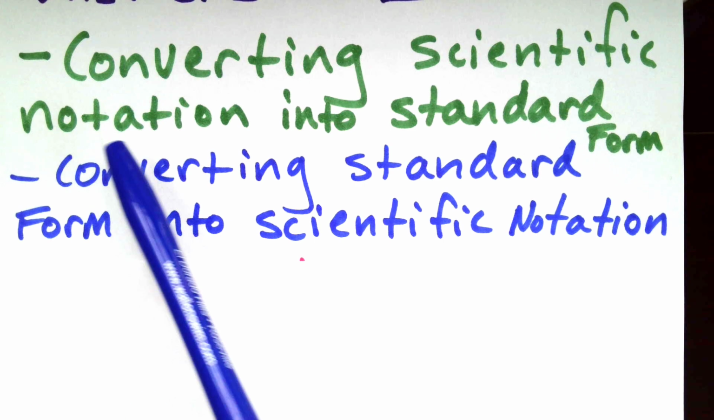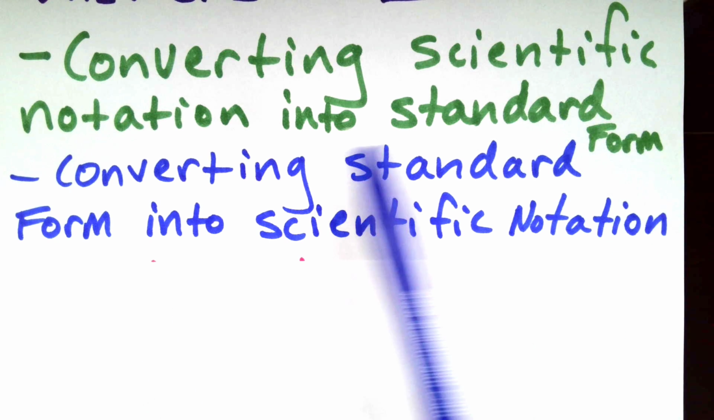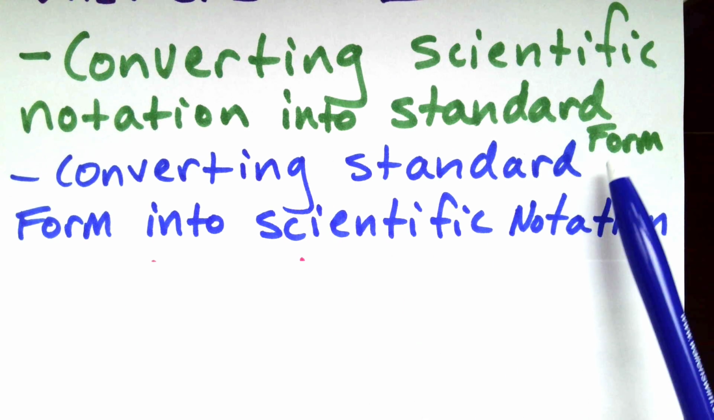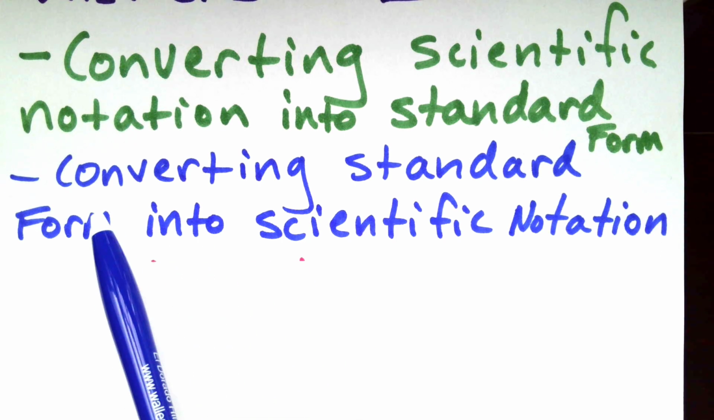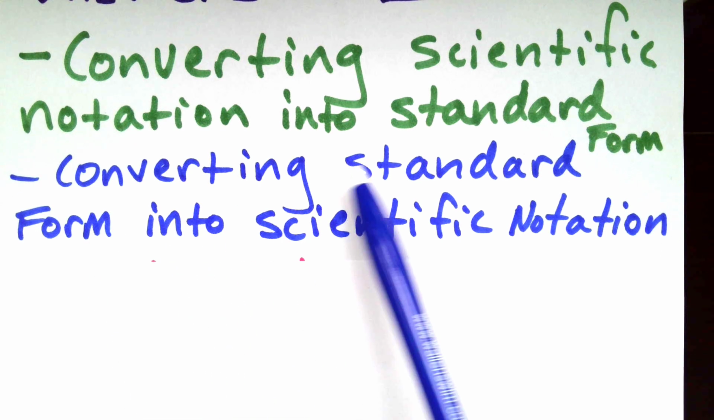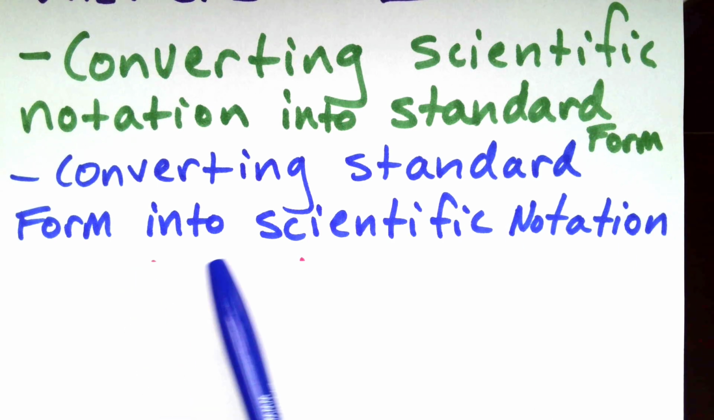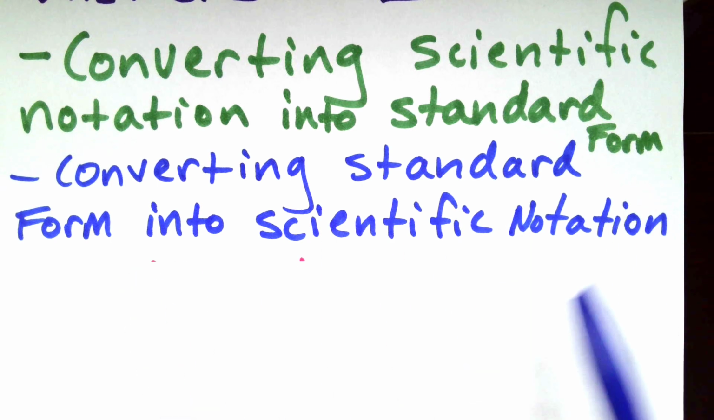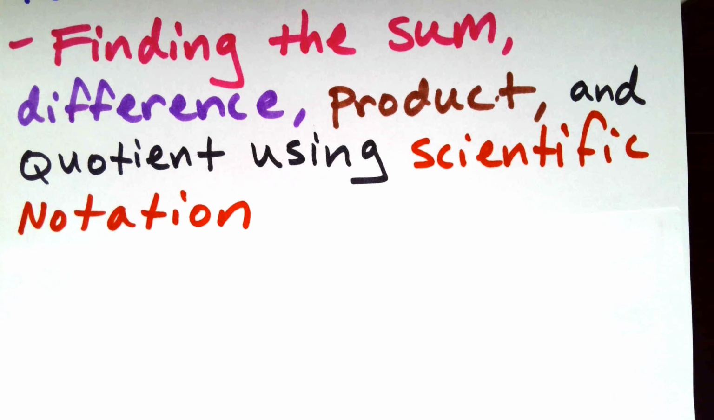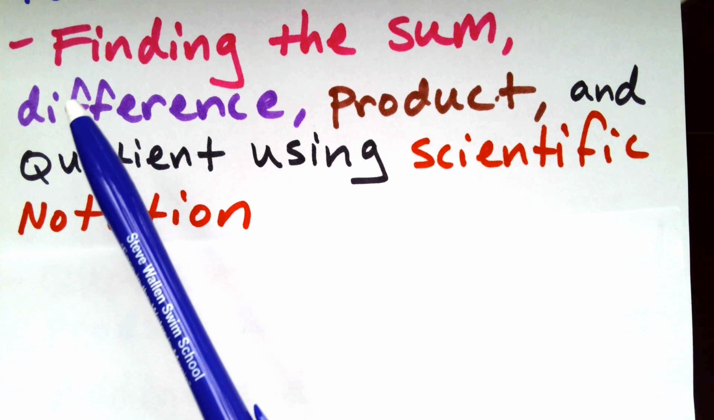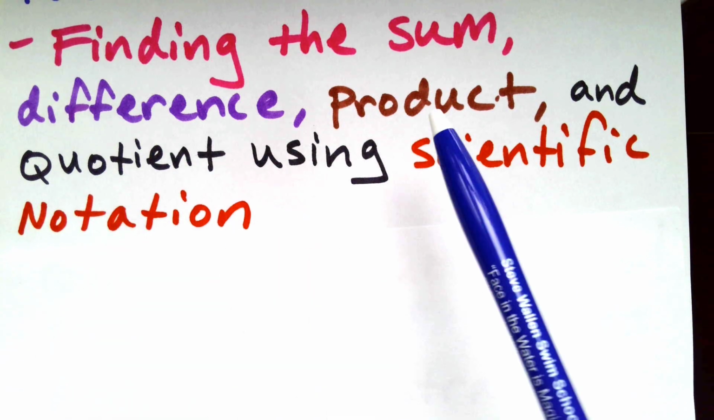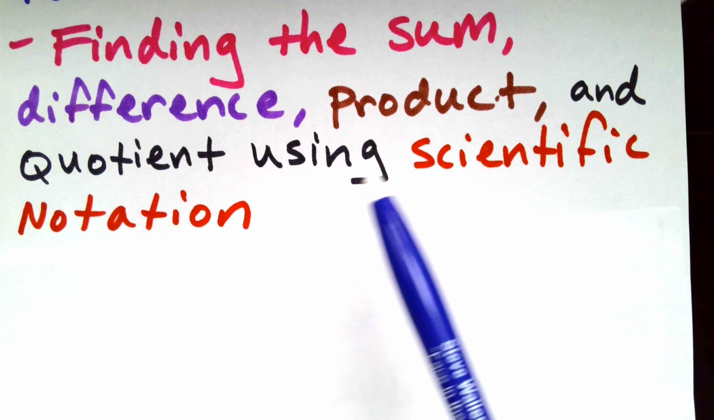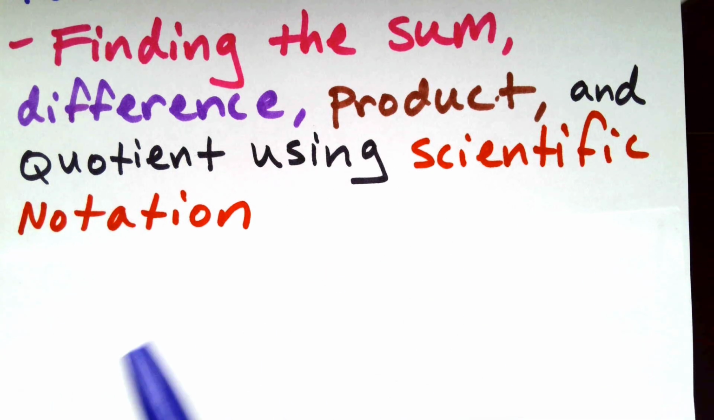Okay, so enter into the blank space, converting scientific notation into standard form. And then another search for worksheets with answers on converting standard form into scientific notation. All right, put into that internet search, finding worksheets with answers and finding the sum, finding the difference, finding the product, and finding the quotient using scientific notation. This will give you some practice problems with answers.